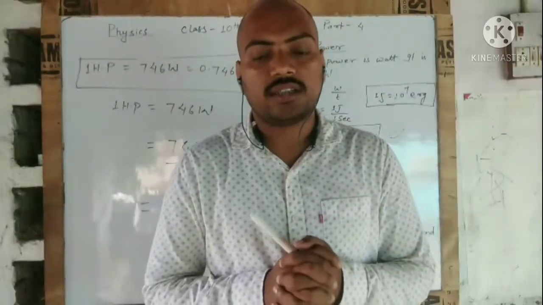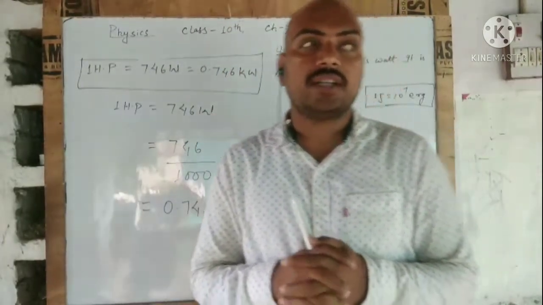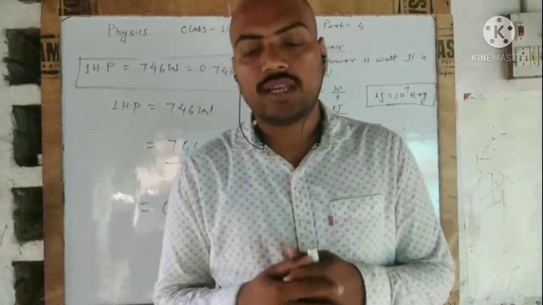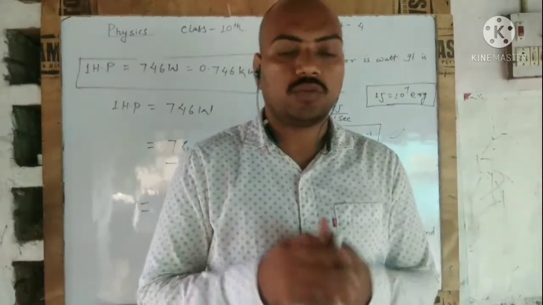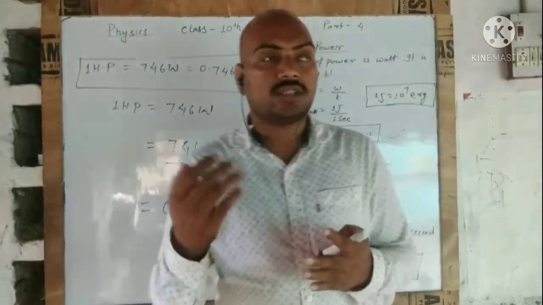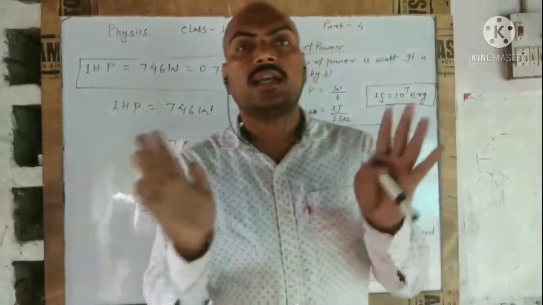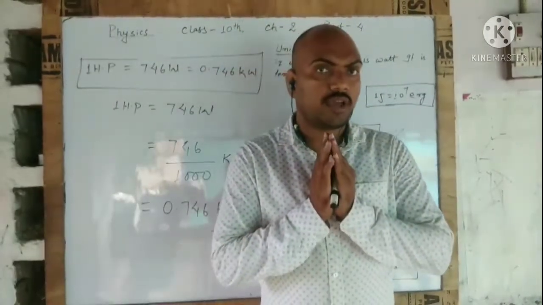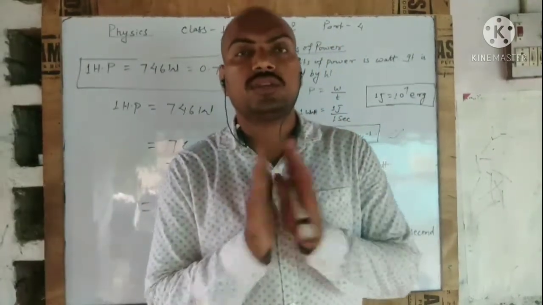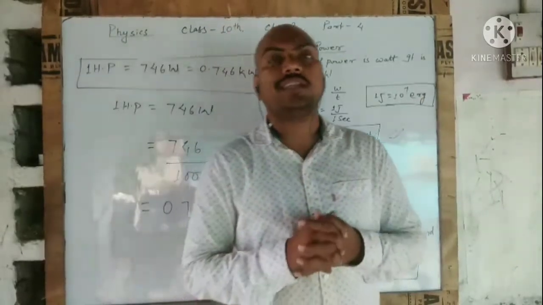Work done does not depend on time, while power depends upon time. The SI unit of work is joule, while the SI unit of power is watt. There are basically three differences you have to remember. Just go through this and be clear that you should know how to differentiate power and work. Okay, now come to the point, energy.